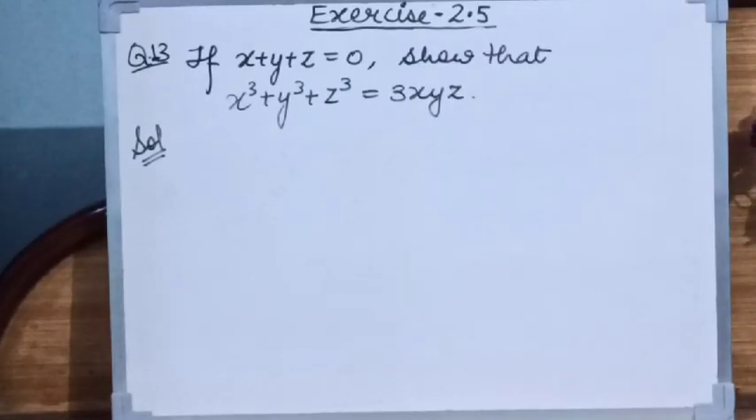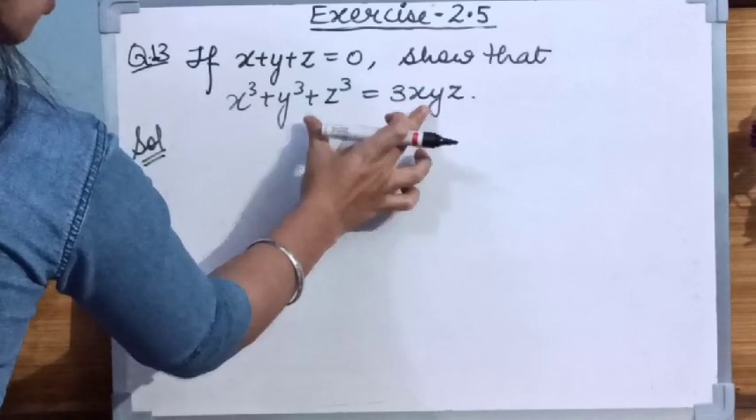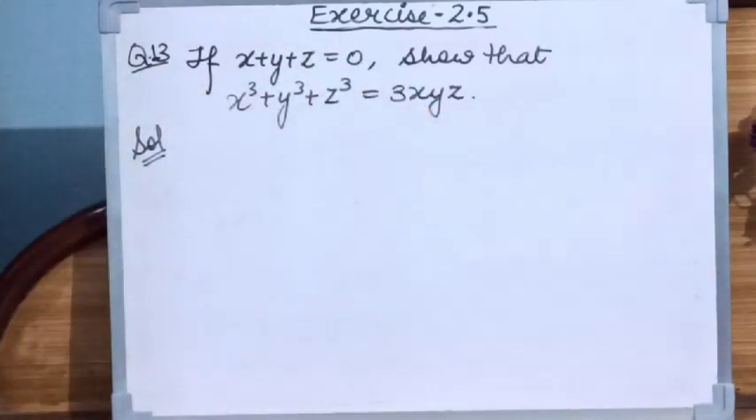Now this is our question number 13. If x plus y plus z is equal to 0, show that x cube plus y cube plus z cube is equal to 3xyz. So we are given this condition and we have to show that the value of x cube plus y cube plus z cube is equal to 3xyz.